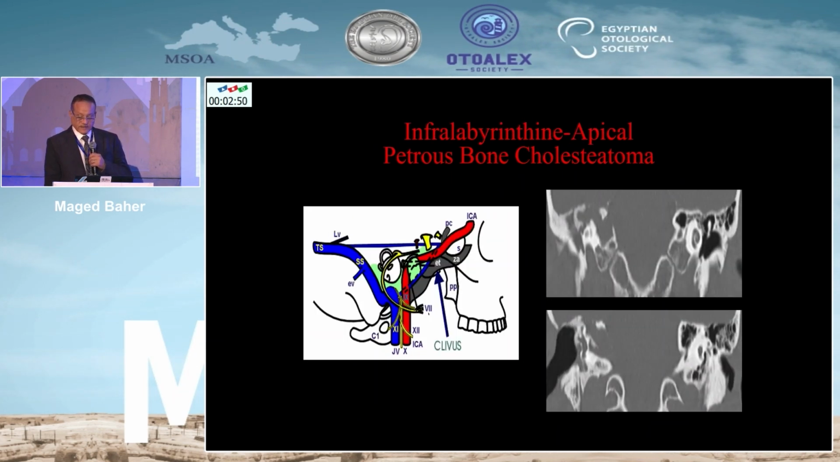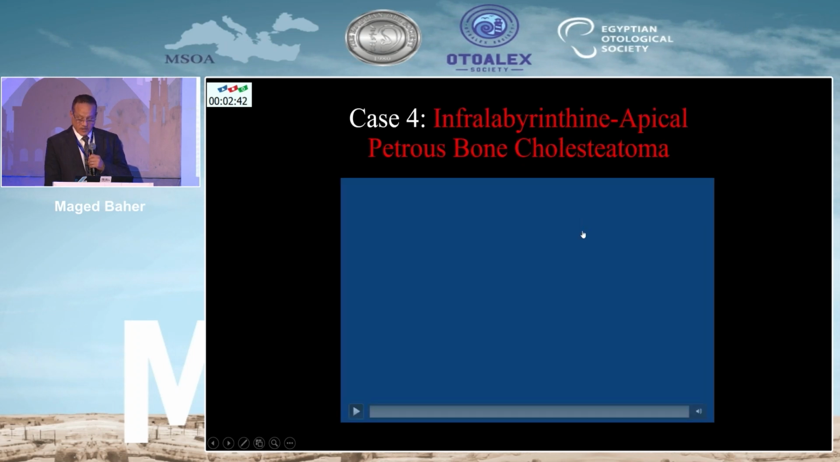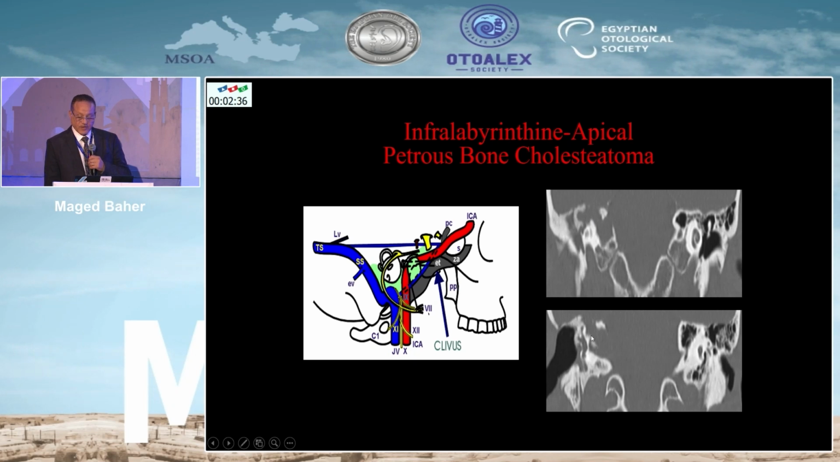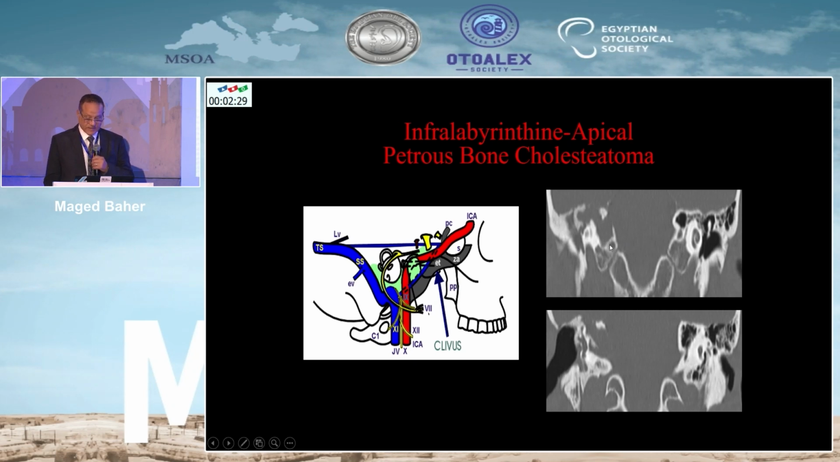The last case is a more aggressive one, an infralabyrinthine apical cholesteatoma. You see how much the destruction shows on the CT scan, coronal CT scan here and there, filling and expanding and causing osteolysis of the petrous apex.